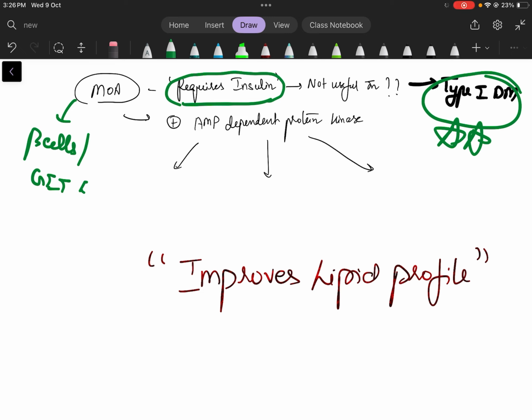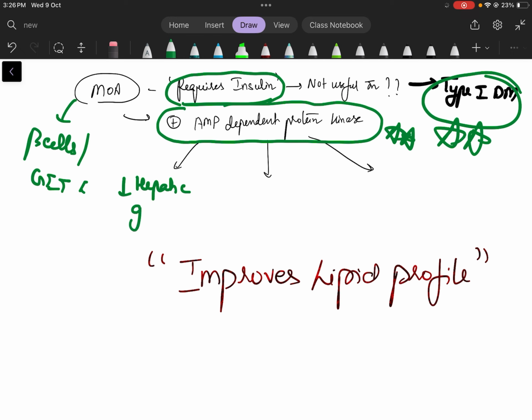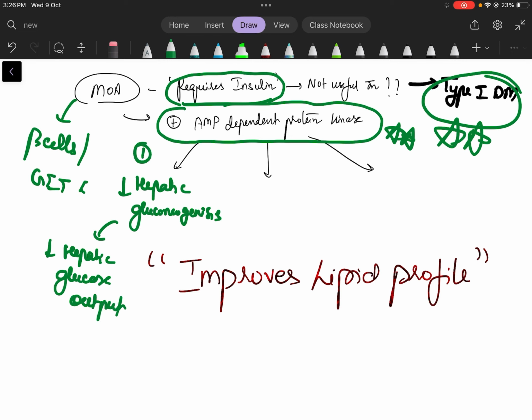Whereas metformin acts on something called AMP dependent protein kinase. Extremely important again, it's been asked many times in your entrance exams. It acts on AMP dependent protein kinase and it decreases hepatic gluconeogenesis. It essentially means it is decreasing your hepatic glucose output. This is one of the major mechanisms of action of metformin. This is the property which makes it euglycemic. It is not hypoglycemic, it's basically euglycemic.